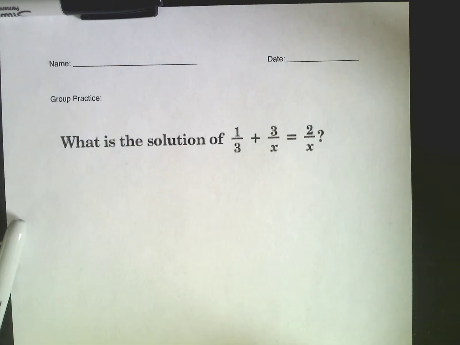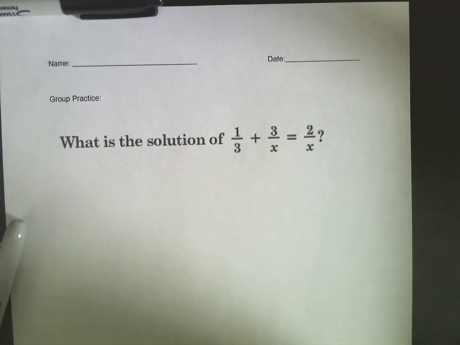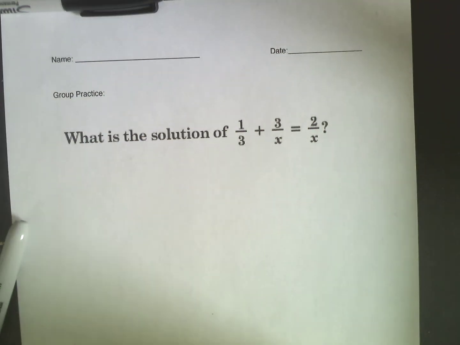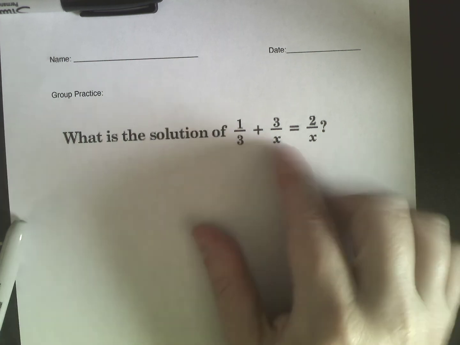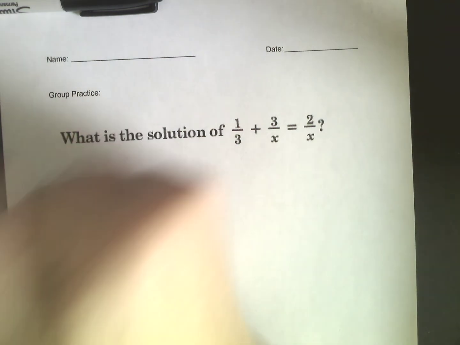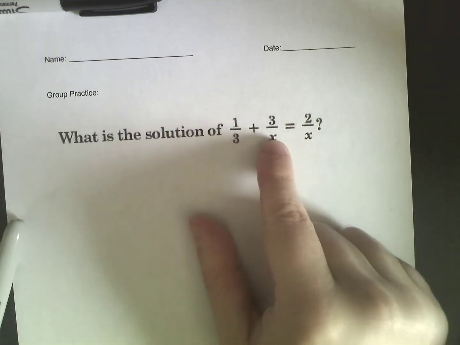Let's do this one. We're doing rational equations and proportions, which means fractions, right? So I'm looking at this problem. What is the solution? What does x equal in this? Well, here's the problem. It's really just adding two fractions.